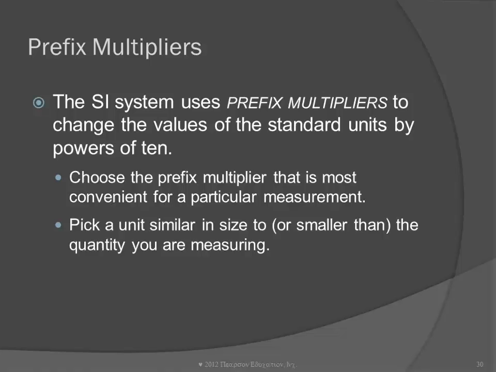What's wonderful about the metric system is that it uses prefix multipliers to change the size of the unit. We want to use units that are similar in size or smaller than the quantities that we're measuring. If I want to measure how wide my calculator is, what unit might you choose to use? You might measure that in inches, right? Because that's what we're more familiar with. Would we measure this in miles? That'd be pretty ridiculous, wouldn't it? We use a unit that's similar in size to what we're measuring.